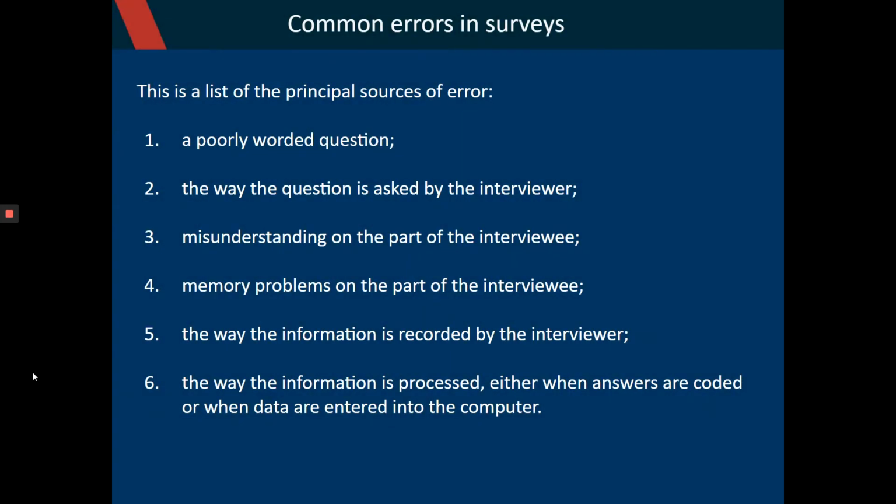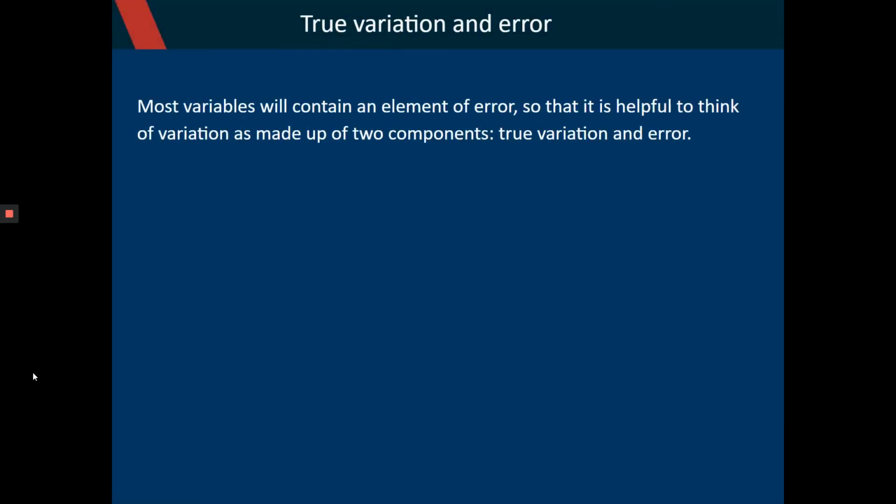In the last part of the lecture, we looked at the common errors in surveys. Now we're looking at true variation and error. We can't always get rid of error. It's always going to crop up, but we have to minimize it. Most variables will contain an element of error, so it is helpful to think of variation as made up of two components, true variation and error.